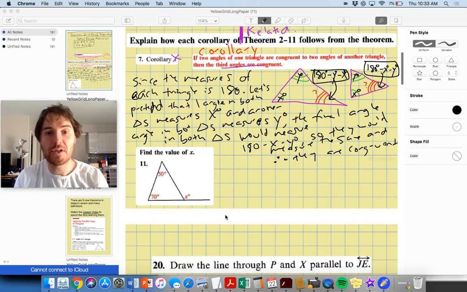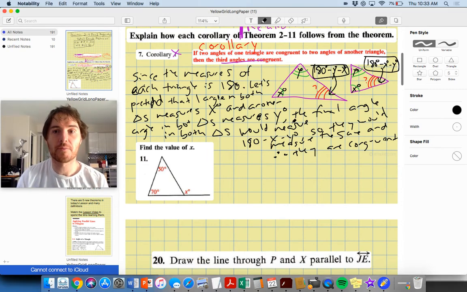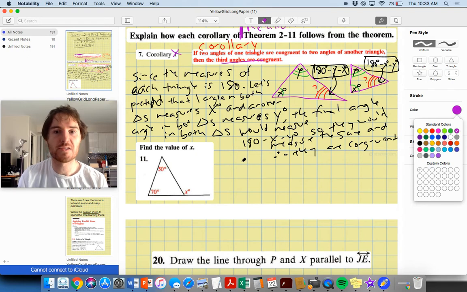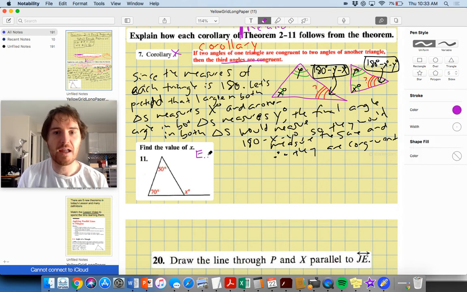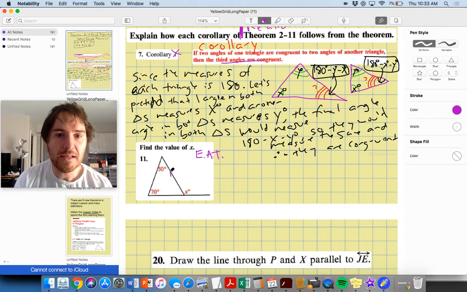All right, check out this one here. This is going to connect to something we're going to learn on Friday in your lesson, called the exterior angle theorem. Let me write this down because I'm probably saying too much. This is the exterior angle theorem, EAT. EAT is how we're going to name one of our theorems coming up. We're going to learn that on Friday. Don't worry about it right now.